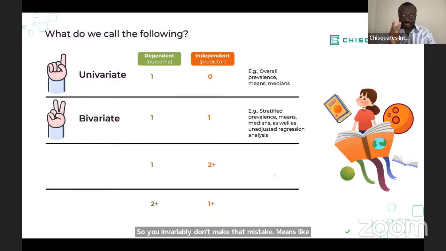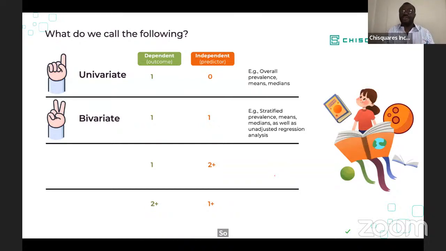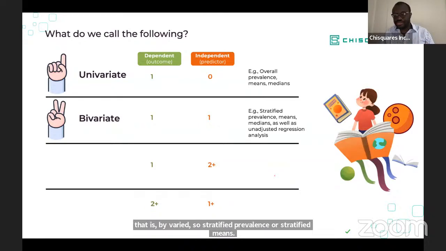Bivariate means bi means two. So in this case, you are stratifying, for example, prevalence. Like that example we saw, where they were looking at, for example, mean of age across those three groups of that other variable. So that is bivariate. So stratified prevalence or stratified means or unadjusted regression analysis. All of those are bivariate analysis.